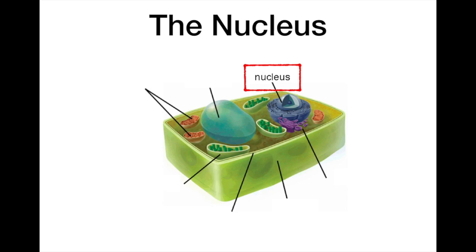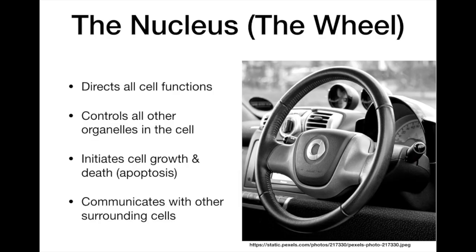So, starting first with the nucleus. The nucleus is kind of like the wheel of a car. Like the wheel, the nucleus directs the cell functions. It controls all other parts of the car. It can initiate growth or death. That's called apoptosis. And it helps the cell communicate with other surrounding cells. It essentially steers it in the right direction.